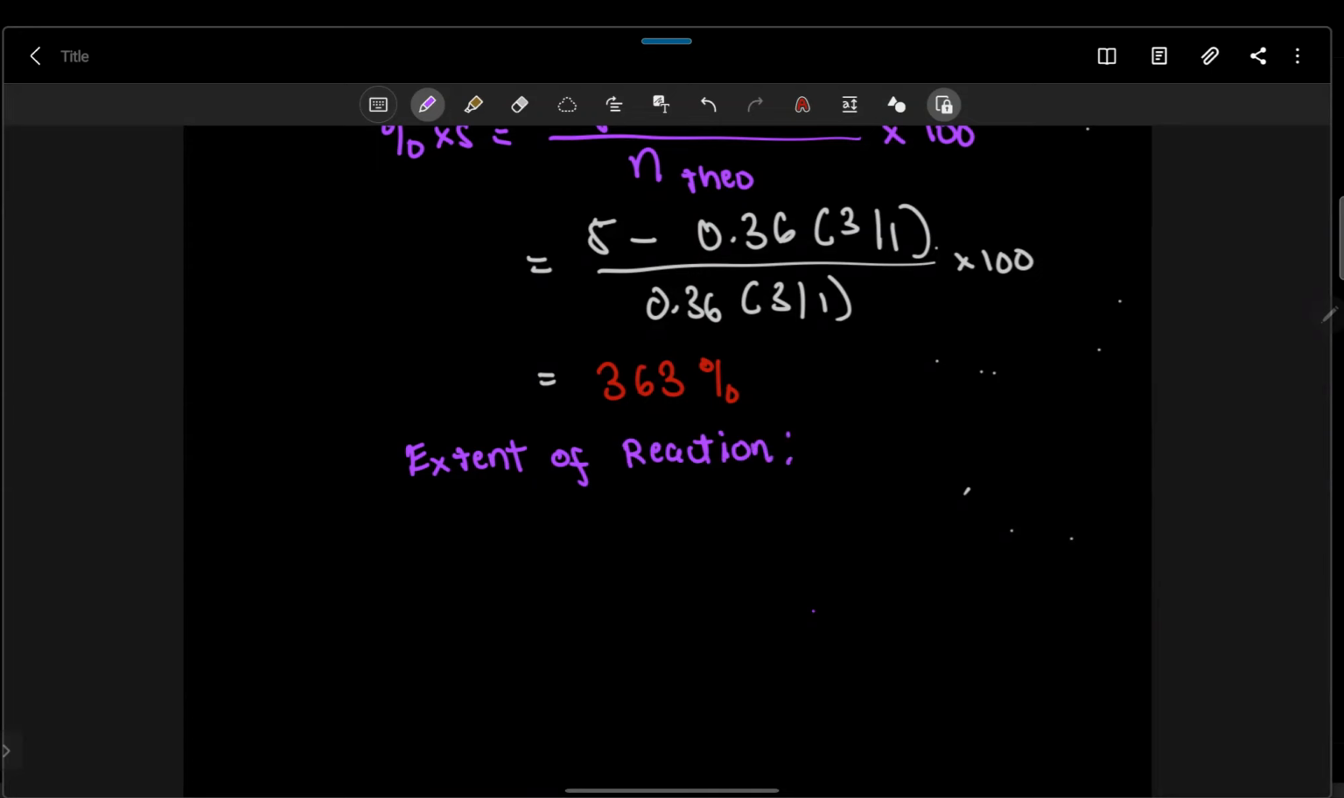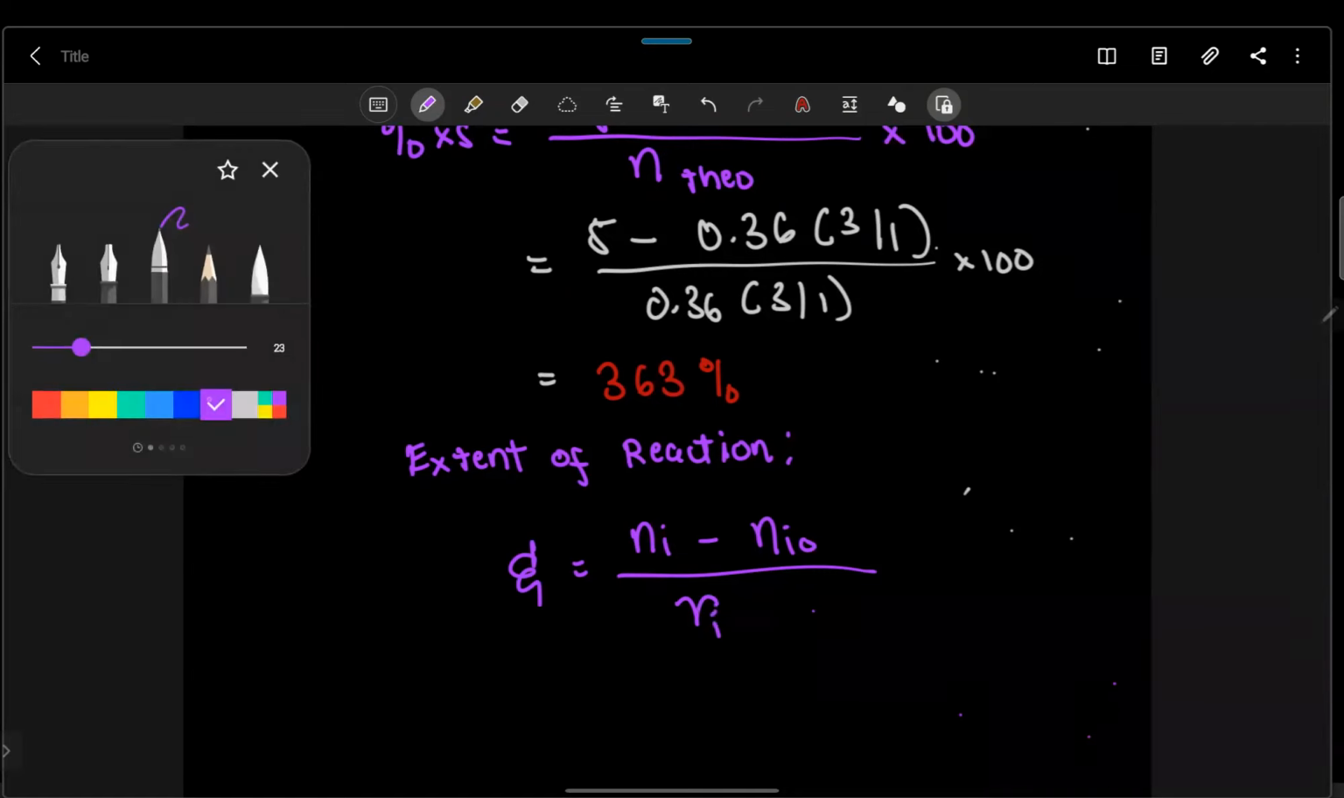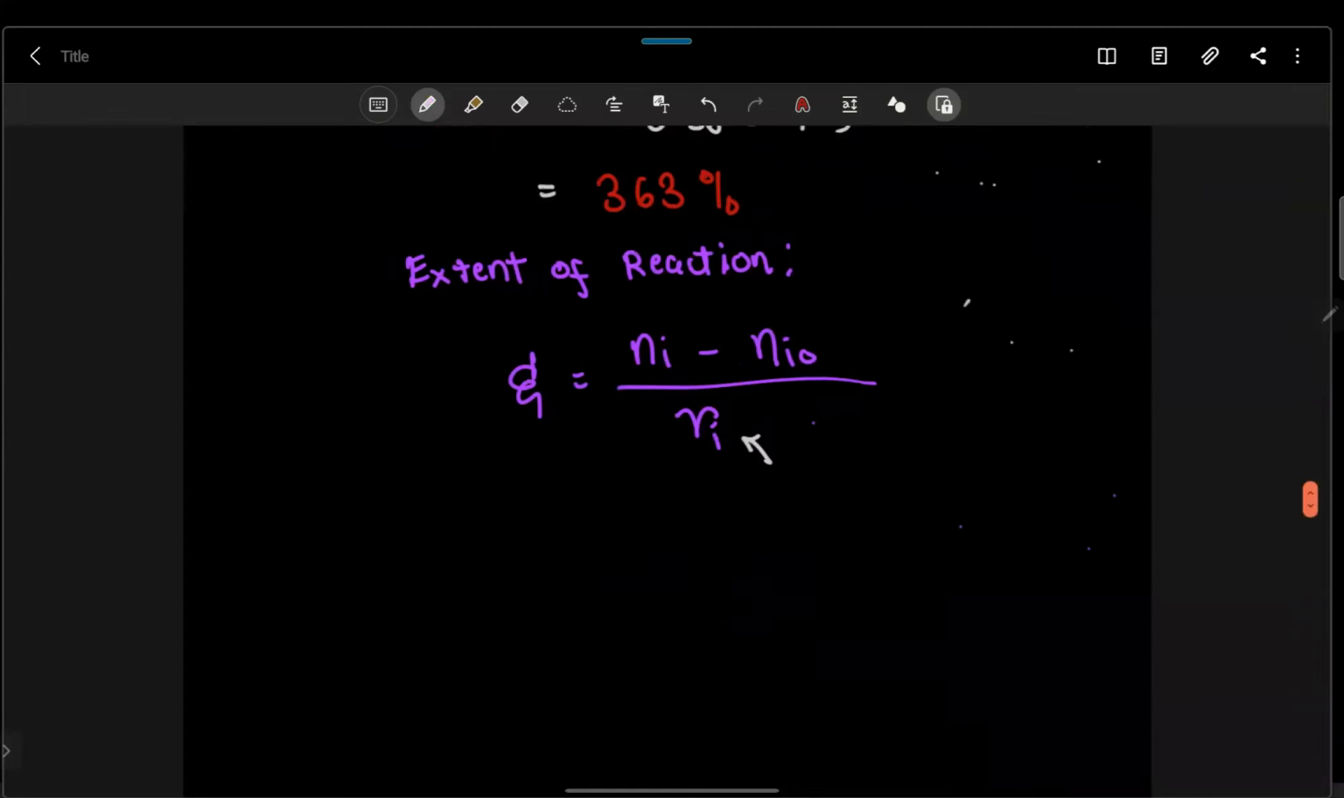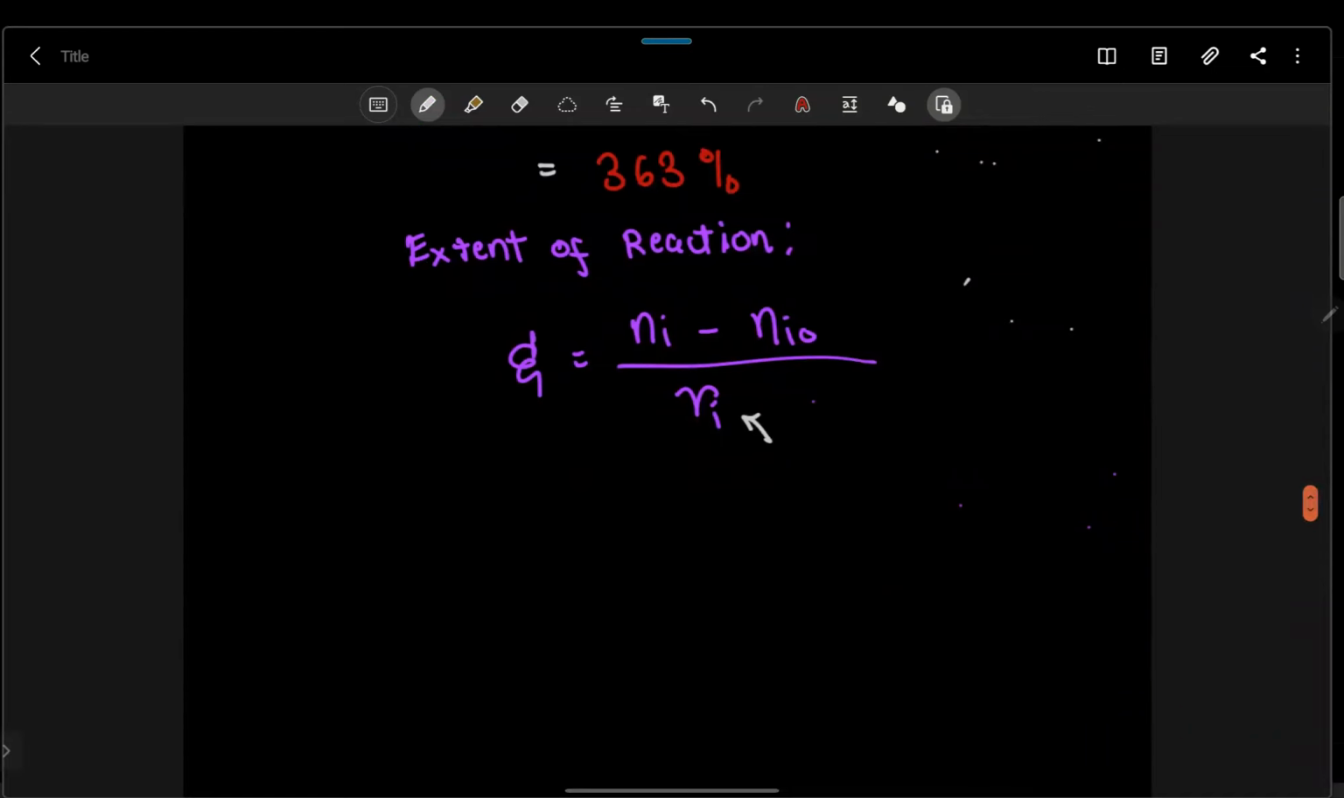So that will be the extent of reaction: moles after reaction minus initial moles, divided by some stoichiometric coefficient. Depende kung ano yung species. Okay? And remember that this parameter, meron siyang sign, depende kung reactant siya or product. So if it's positive, product siya. If it's negative, reactant siya.